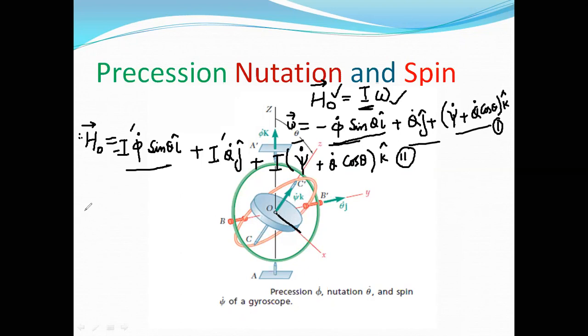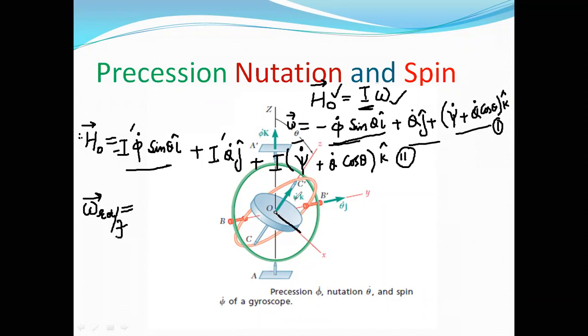As far as the rotating frame of reference is concerned, I will write the angular velocity of the rotating frame of reference with respect to the ground frame of reference. What will it be equal to? Now the observer is on the ground and he is observing the motion of this rotating frame of reference, which we are expressing by small x, small y, and small z.